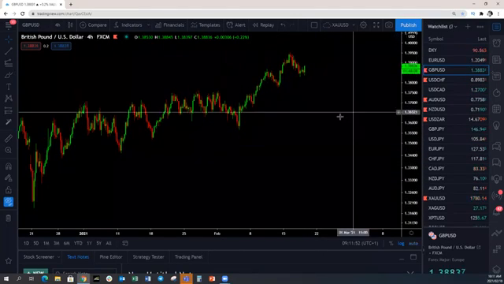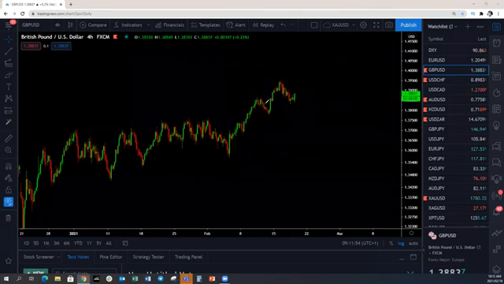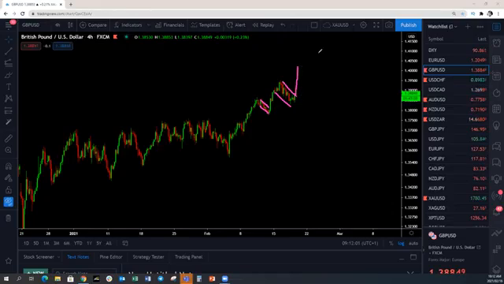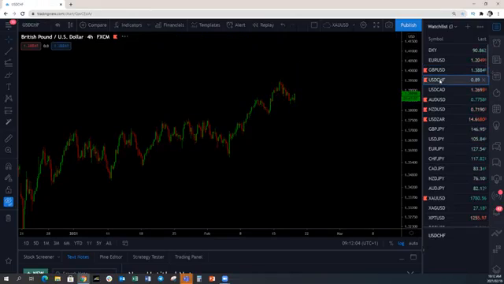So every time pound gives a structure like this, it's a continuation to the upside. If we get an entry, the target is around 145. Okay, that is on the 4-hour on Pound US dollar.